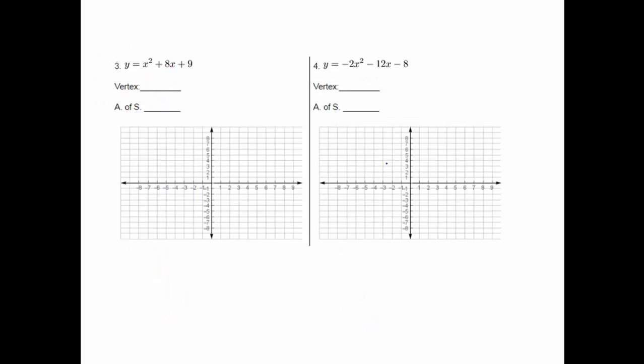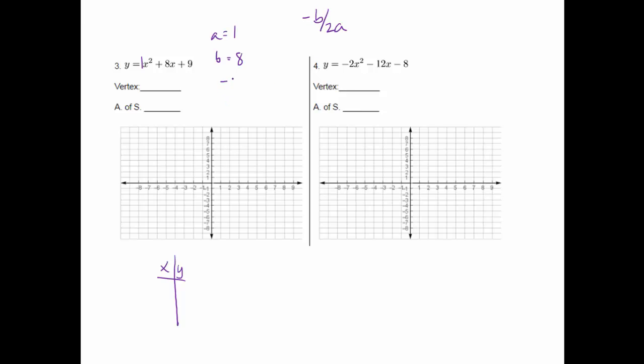Okay, number 3, we have y equals x squared plus 8x plus 9. This one is in standard form, so we have to fish out the vertex. So I'm just going to go ahead and make my xy table, but we are going to have to find that vertex. So the first thing that we're going to do is label our a and our b. So a equals 1 and b equals 8, and those just come from the numbers in front of the x squared and in front of the x. And then our formula, remember, is the opposite of b over 2a.